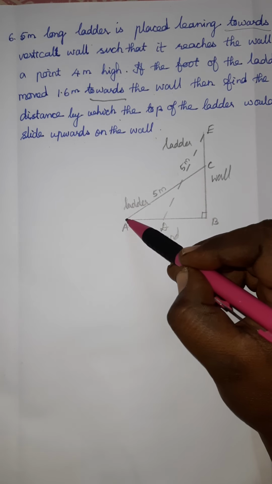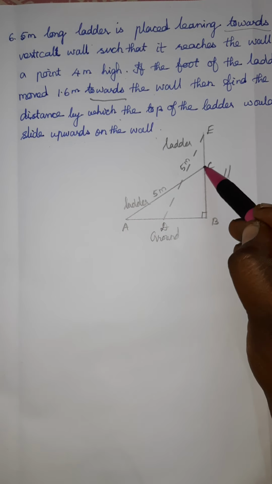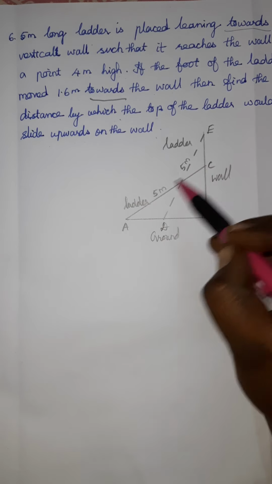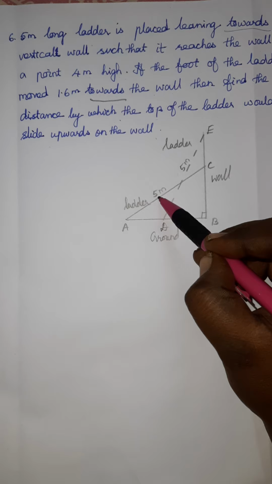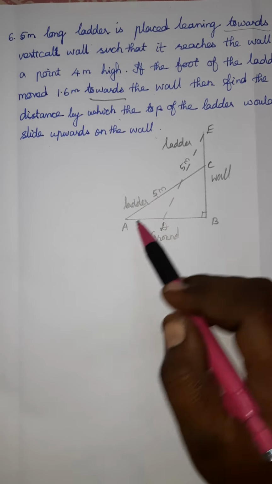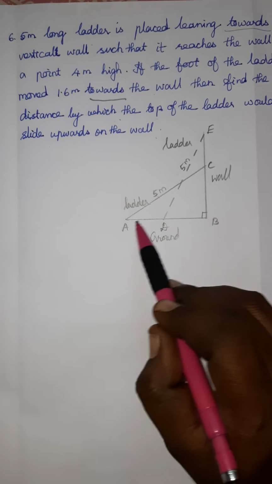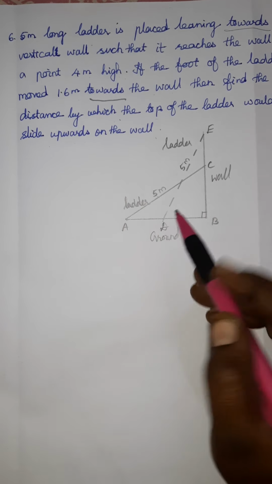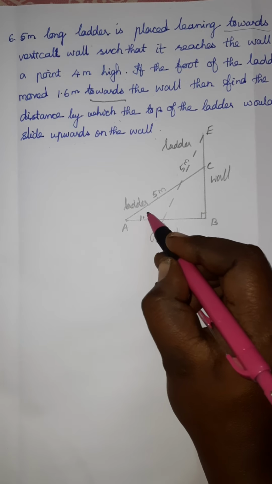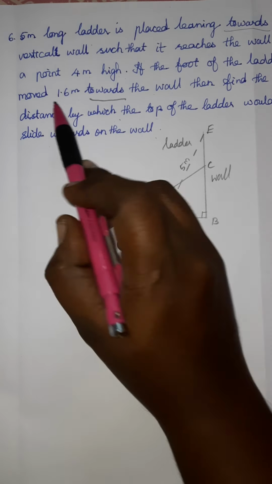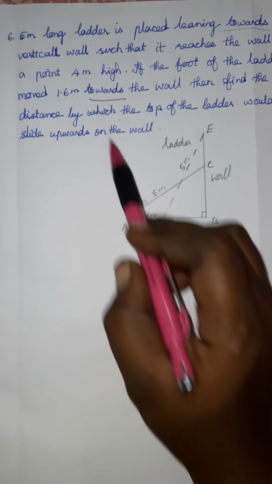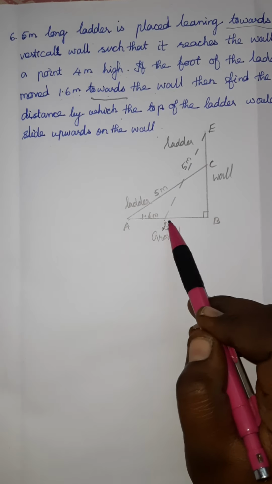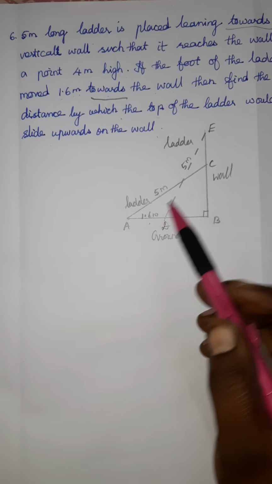Actually this is the first position, AC of the ladder. AC is the ladder. It is the first position. The length of the ladder is 5 meter. Then the same ladder moving towards the wall. Here this A position moved to D position. So this AD length is 1.6 meter. How much moved towards? 1.6 meter moved towards the wall. So AD length is 1.6 meter.